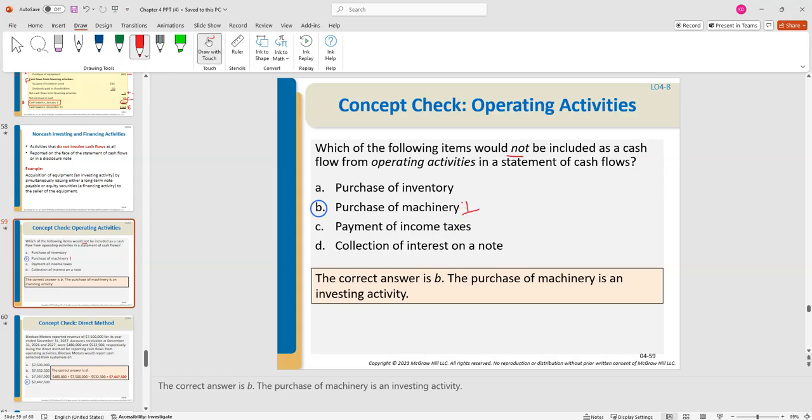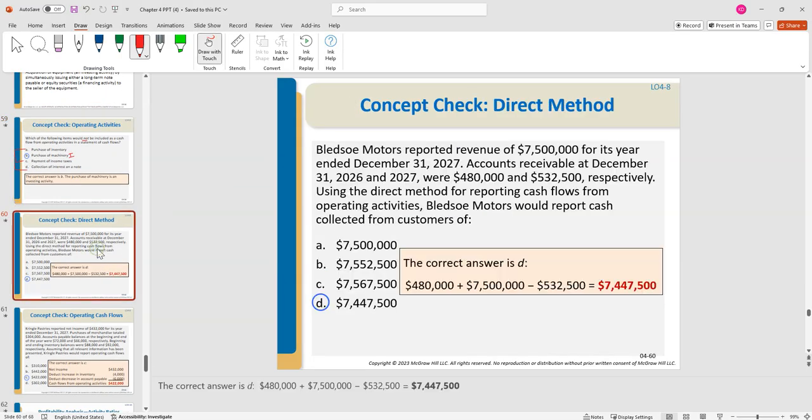Purchasing machinery, no, right? That would be the investing section. These other ones, though, are all related to operating. Here's a good one for the direct method. We're looking again at the operating section here. We said you have the direct method. Right here, we'll look at an MCQ, and then we'll look at the indirect method.